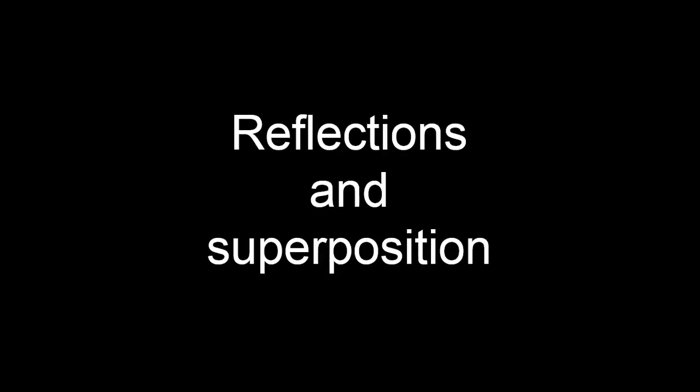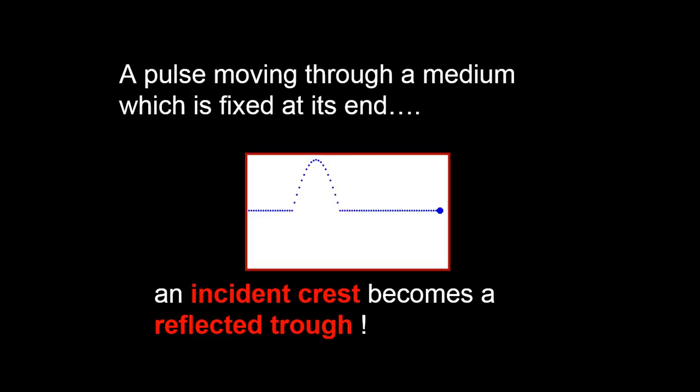Reflections and superposition. If I have a pulse moving through a medium, it could be a pulse moving in a string, and the string is fixed at one end, say tied to the wall. Then you look at the animation: the incident crest will be reflected 180 degrees and you have a trough. So it's the opposite, a 180 degree reflection of the incident pulse. The reason for this is Newton's third law.